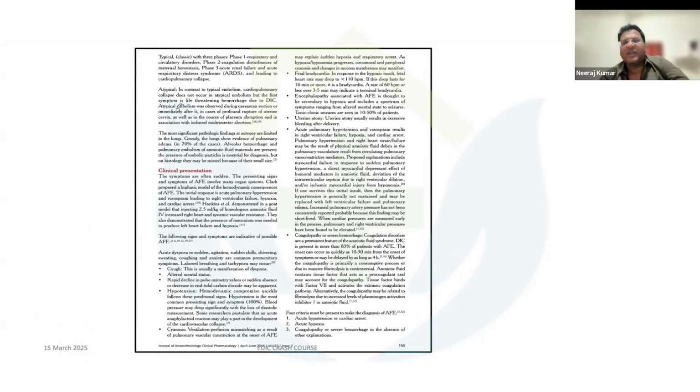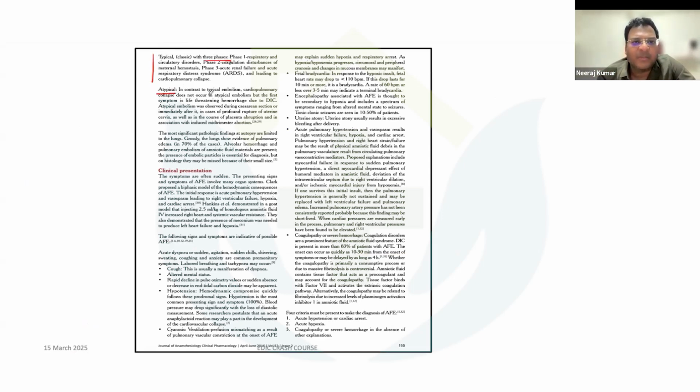Now you see why. I think this has been taken from a review article from JOCP in the year 2016. I feel it is very interesting, and it has a good discussion related to your amniotic fluid embolism. The first part is your classic. Here the three phases I have already discussed.